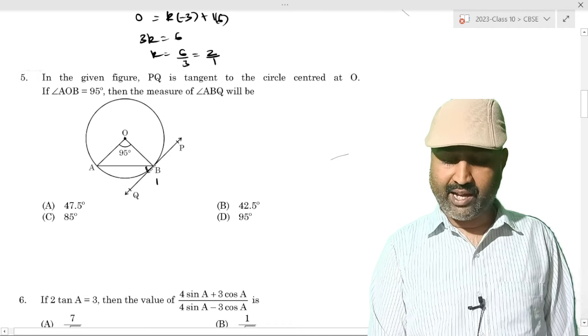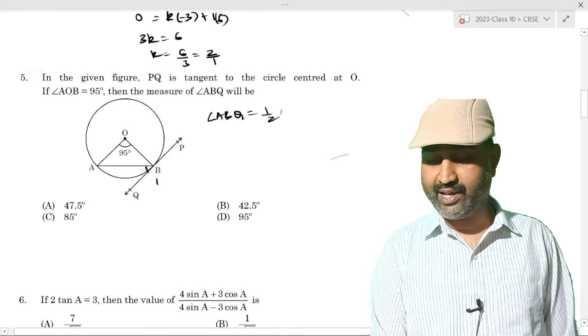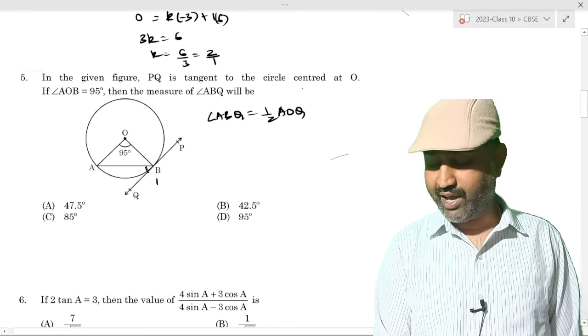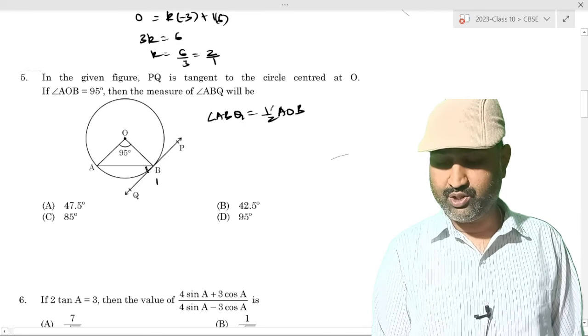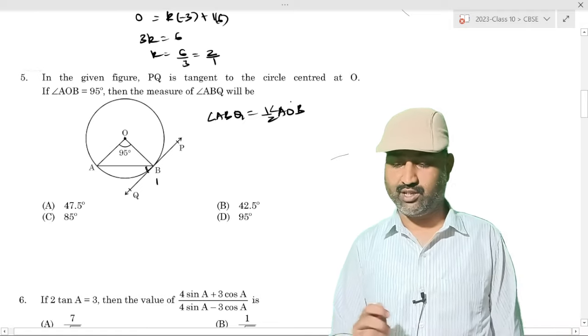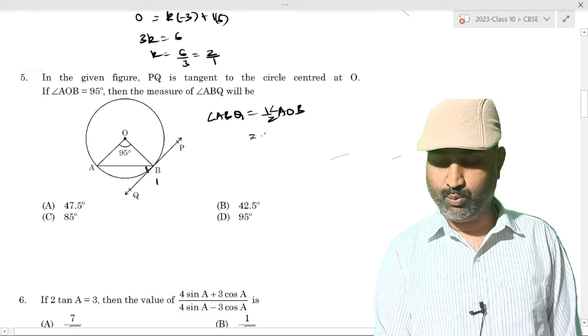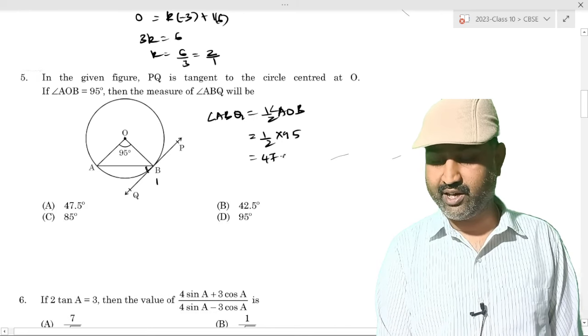The value of the angle ABQ is equal to half of angle AOB, right? If this kind of problem comes, use this trick. Half of angle AOB. Use this trick to solve this problem much faster, to save time. Half of AOB is half of 95, which is equal to 47.5 degrees, right?